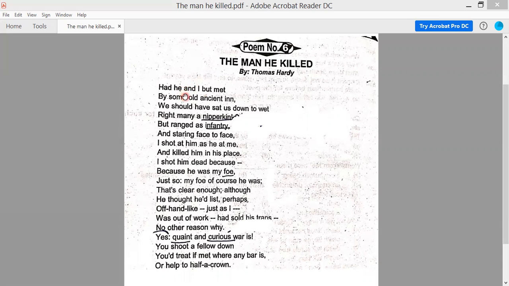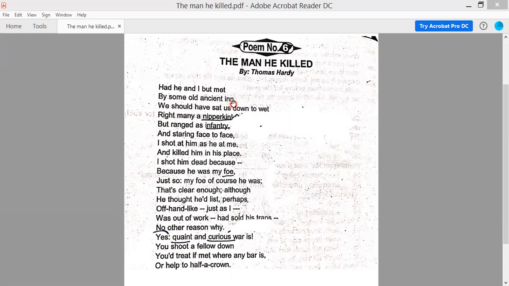It says, "Had he and I but met by some old ancient inn, we should have sat us down to wet right many a nipperkin." So over here, the poet is saying that "he" refers to the one person that he ends up killing. So he's saying that if I and this one particular person, sorry, that I came across at an inn.